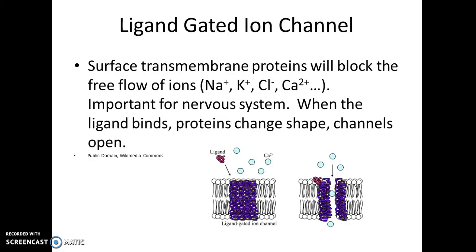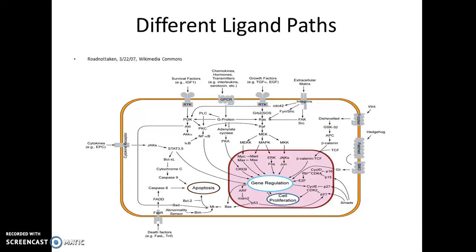Ligand-gated ion channels, we said that is another type of transport. So the surface transmembrane proteins will block the free flow of ions, which can't get through the hydrophobic interior. When the ligand binds, the molecule binds, proteins change shape and the channels open. So the molecules can move. This is a crazy thing about all the different types of ligand paths, like the death factors at the bottom.